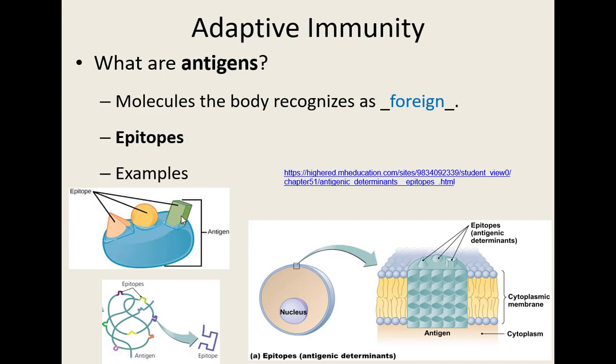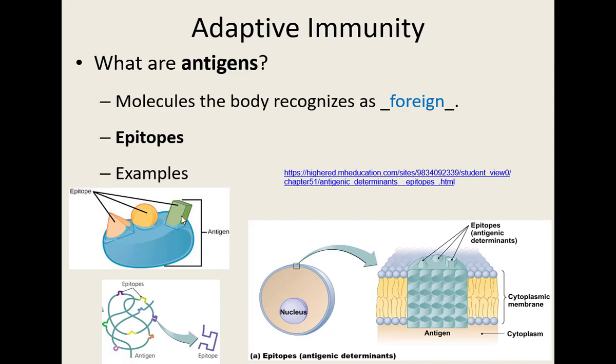So the whole thing is a foreign object. Our immune system can recognize that whole thing as a foreign object. However, every foreign object can have multiple different extensions sticking off of it. And our body can recognize the whole thing as foreign, but it can also recognize each little thing that sticks off of it as a foreign object as well.